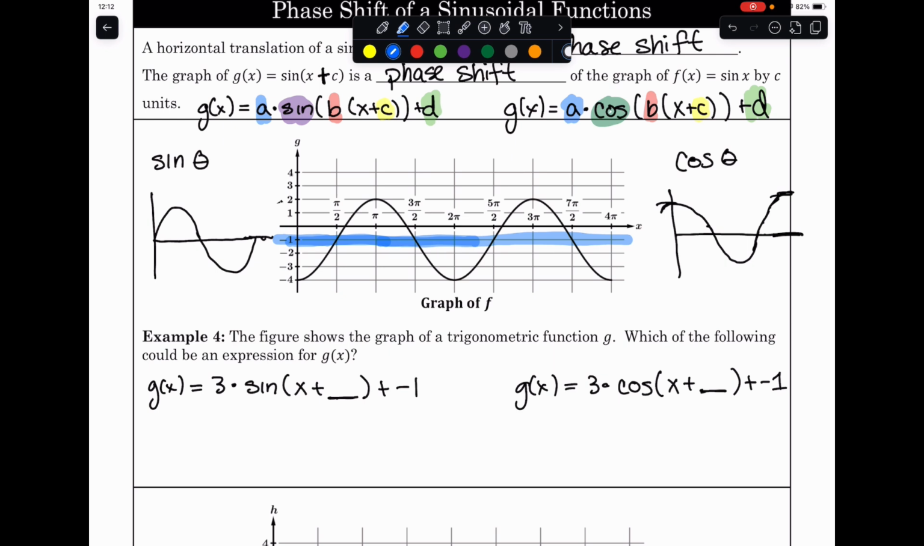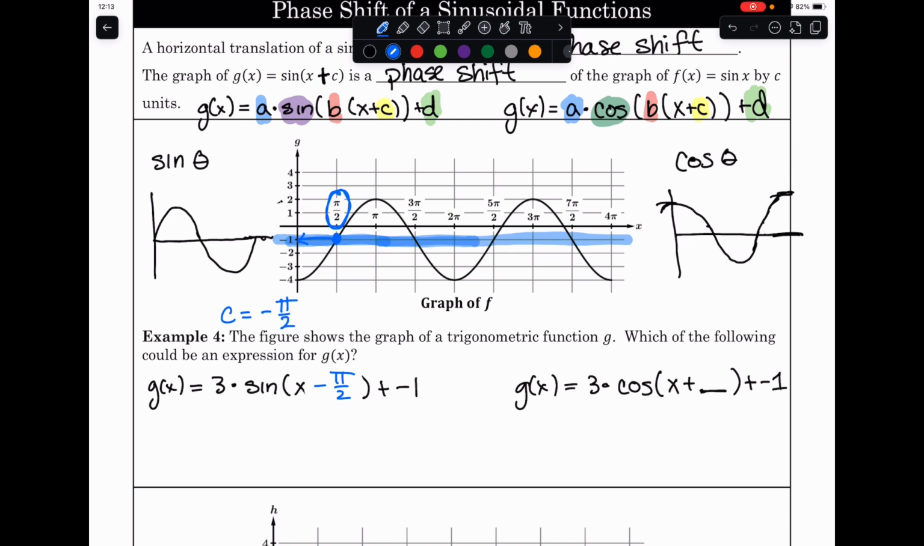So like in this example, if I look at this point right here, which is at pi over 2, I can move this point back to the origin by moving it pi over 2 units to the left. And since I'm moving to the left, that would have to be negative pi over 2. So my value of c for this one right here, one option is negative pi over 2, okay?